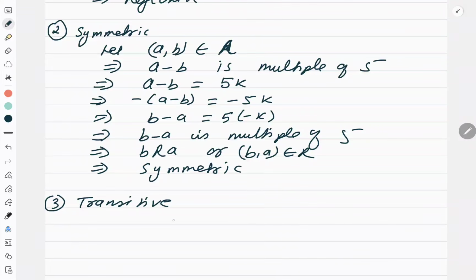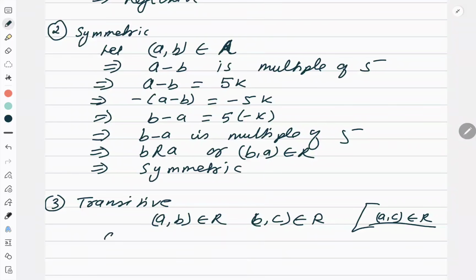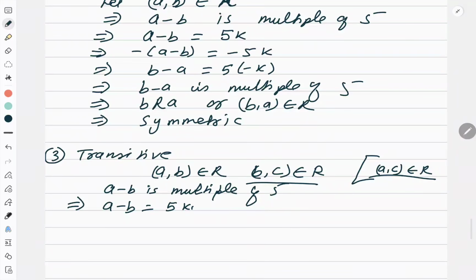Now transitive means, first of all you should take (a, b) belongs to R and (b, c) belongs to R. So keep in your mind what you want to prove. You want to prove that (a, c) belongs to R. This is in your mind. We are not writing in rough, you are writing for yourself. Now when I say (a, b) belongs to R, what does it mean? a minus b is a multiple of 5. Implies a minus b is equal to some 5k1. Same way, when I say (b, c) belongs to R, it means b minus c is some multiple of 5.